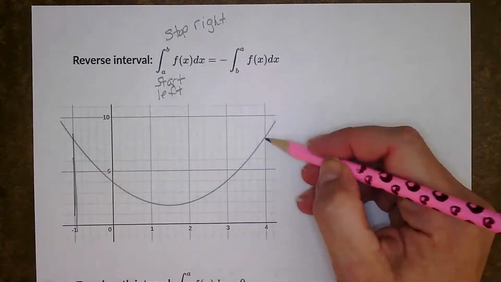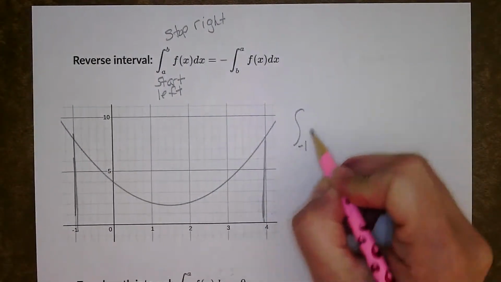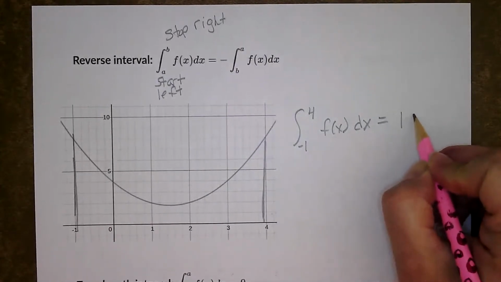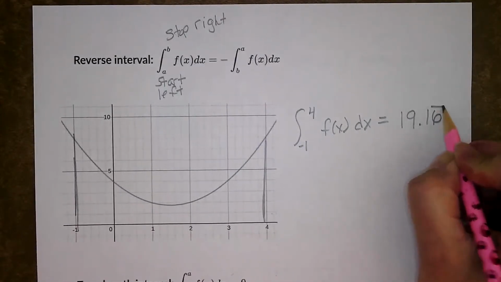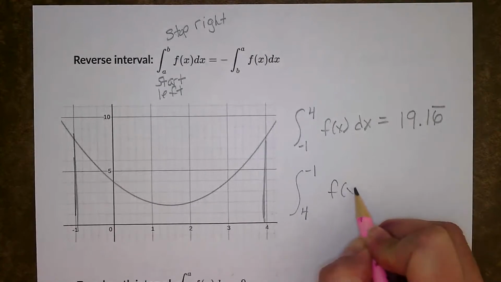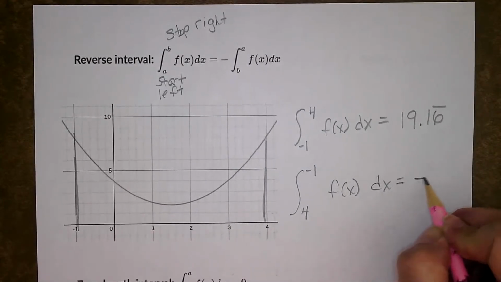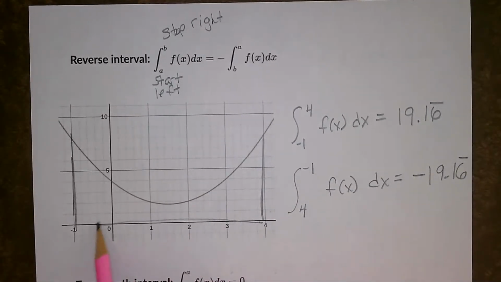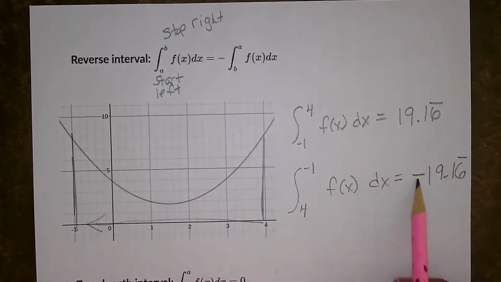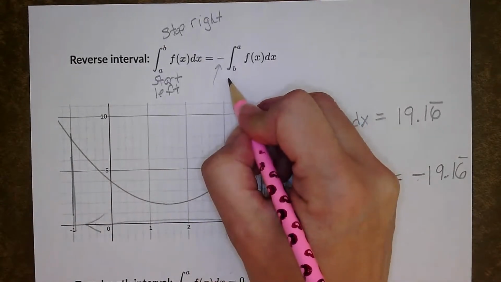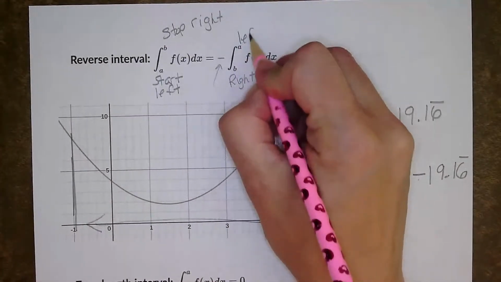Again, if we go -1 to 4, we knew that this function gave us an area of 19.16 repeating. Well, if I switch my left and my right values, if I go now from 4 to -1 backwards, that's negative 19.16 repeating. So if I'm going backwards in my integral, it changes the sign, which is why we have this negative here, because then this is the right value and the left value.